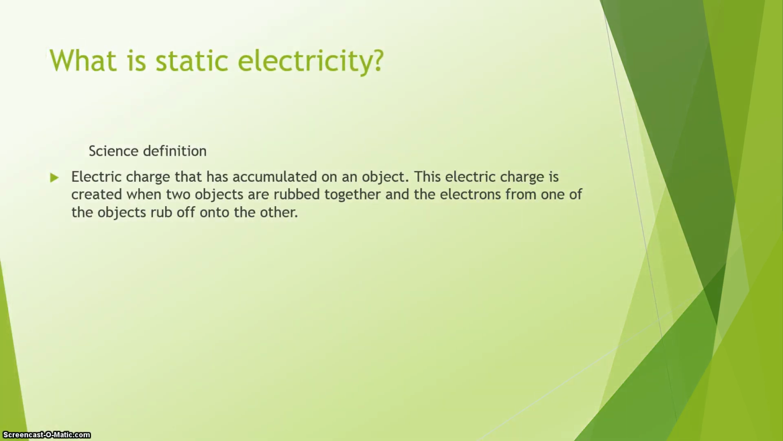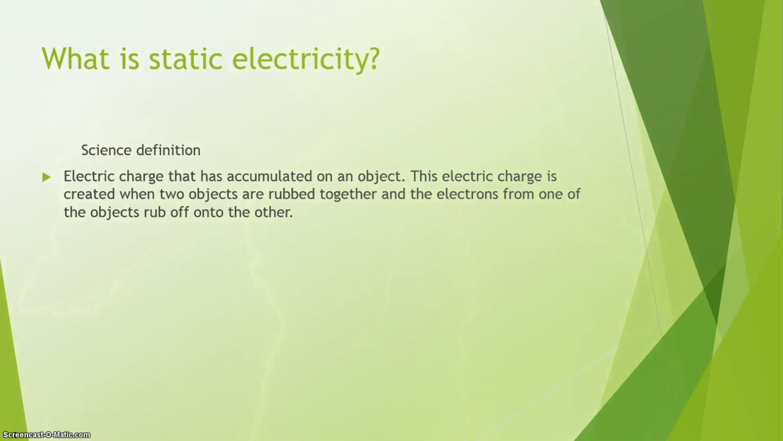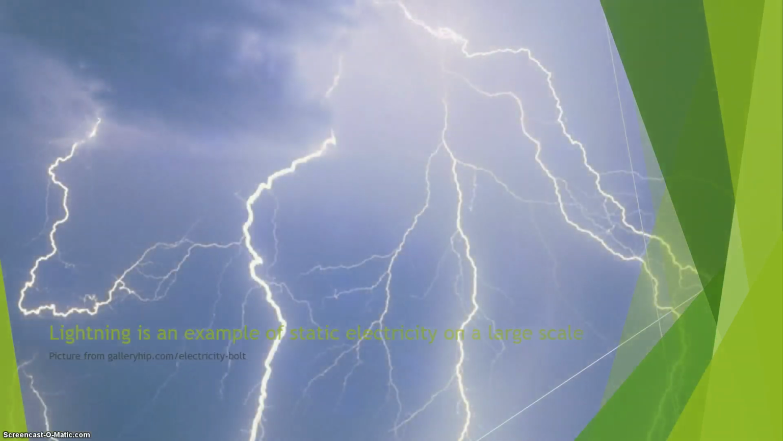What is static electricity? The science definition is an electric charge that has accumulated on an object. This electric charge is created when two objects are rubbed together and the electrons from one of the objects rub off onto the other one. We'll go into more detail about that later.